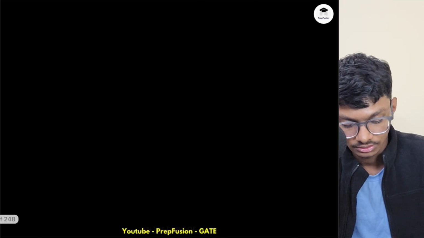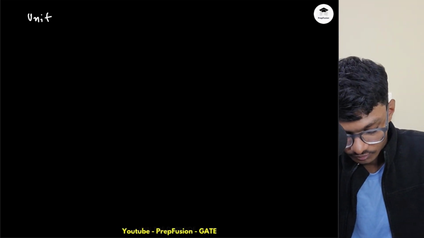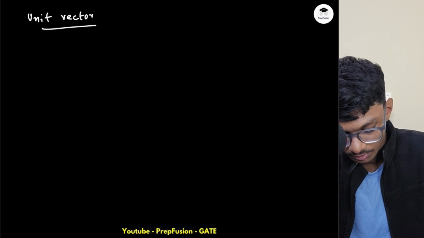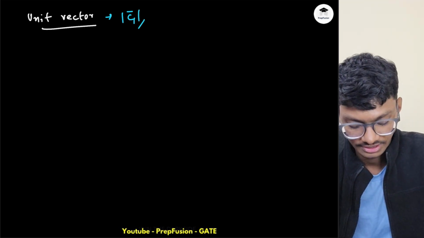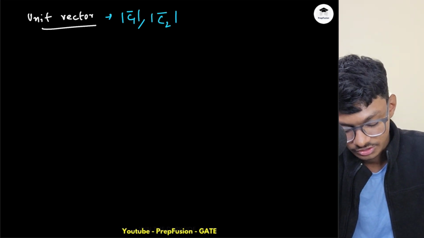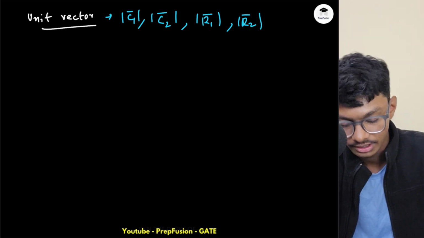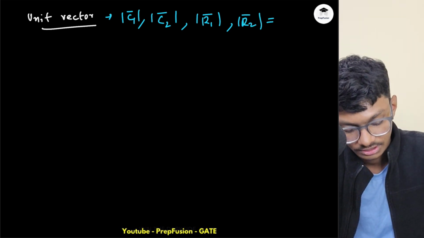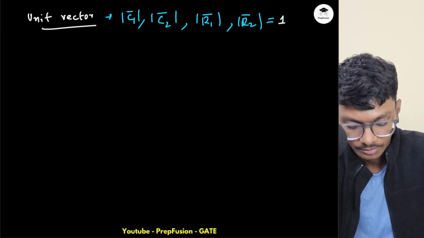Now what is the other thing? What about the unit length, unit vector? What do you mean by unit vector? If you know already, well and good. If you don't know, basically the magnitude of c1, the magnitude of c2, magnitude of r1, magnitude of r2, any rows or columns, these vectors have to be equal to 1. They are unit vectors. Unit means 1, all of them, the magnitude has to be equal to 1.